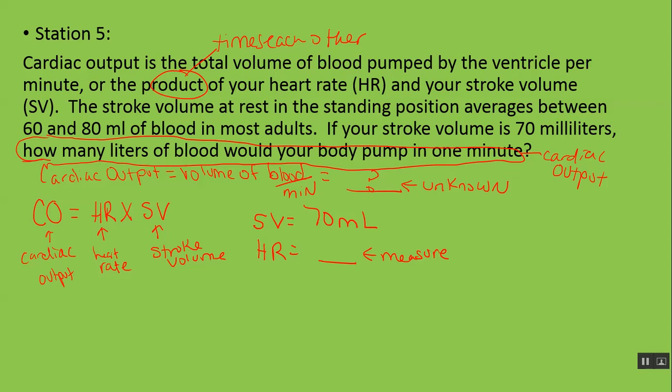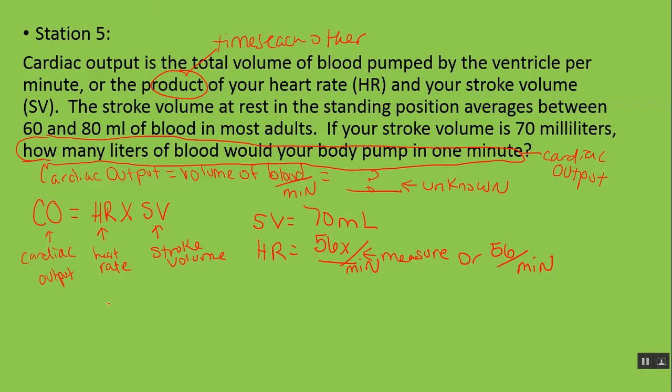Well, I went ahead and did it for myself so that we could figure this out, and so I got that my heart rate was 56 times per minute. So my heart beats 56 times per minute, right? Or I'll just say 56 per minute. And I want to know what my cardiac output is.